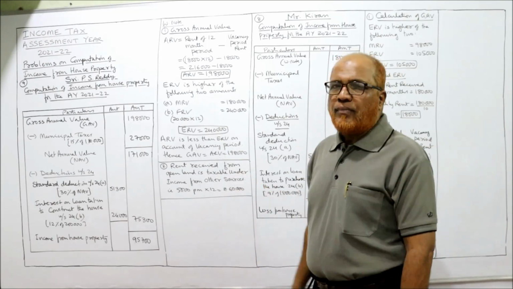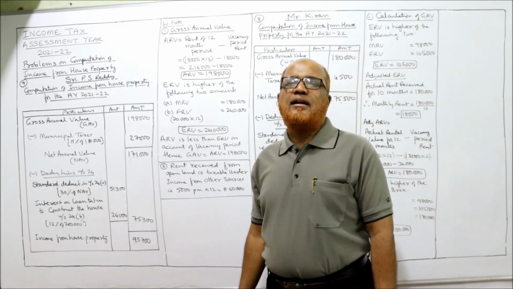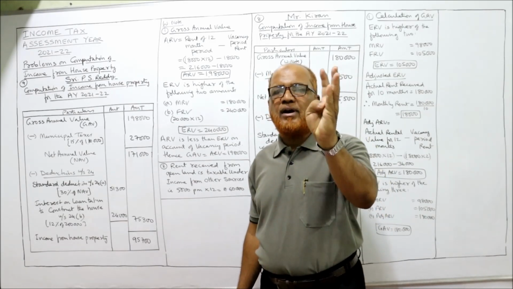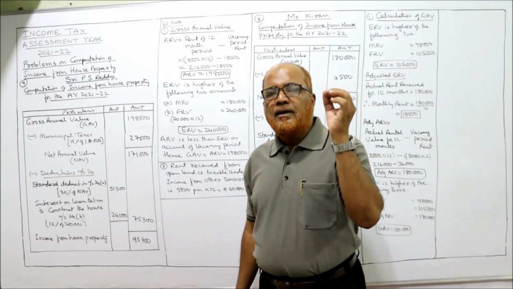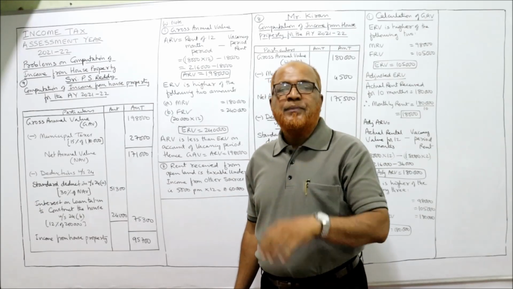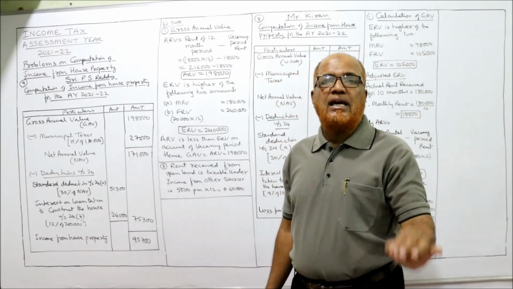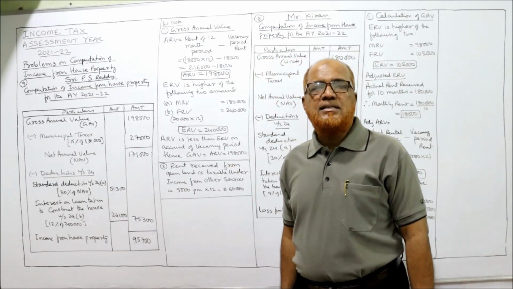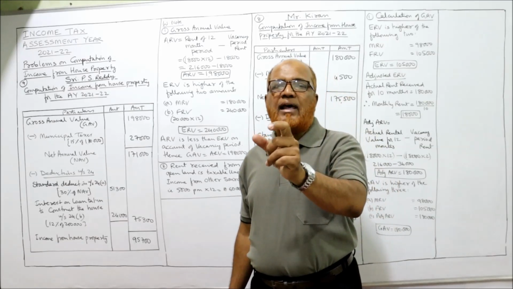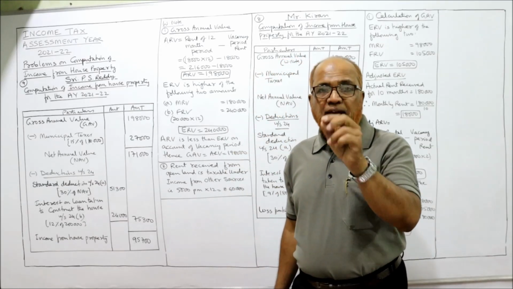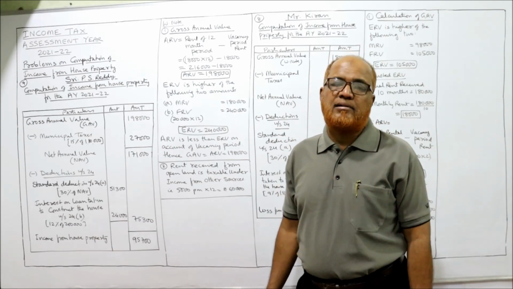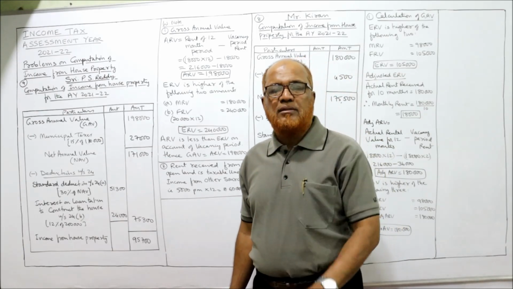Now GAV. In this problem, standard rent is not given. The house is not governed by Rent Control Act. Only 3 values are given: MRV, FRV, ARV. But there is a vacancy period of 1 month. So whenever there is a vacancy period, we have to calculate adjusted ARV. How to get adjusted ARV? Take the actual rental value for 12-month period minus vacancy period rent. How many months vacancy period? 1 month. That will be deducted.